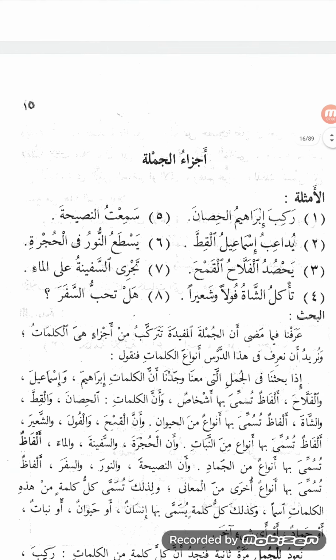ولذلك تسمى كل كلمة من هذا النوع فعلا, and that's why all words which come under this category are known as فعل, verb.